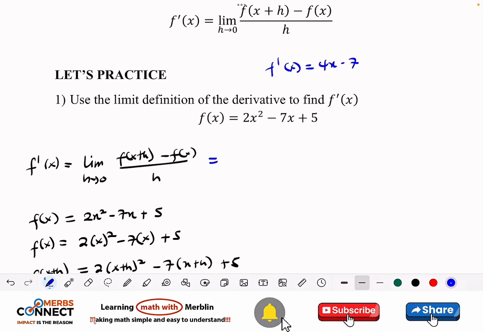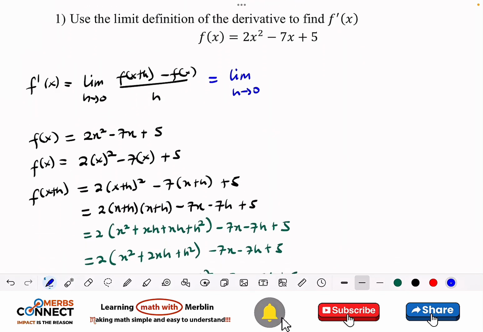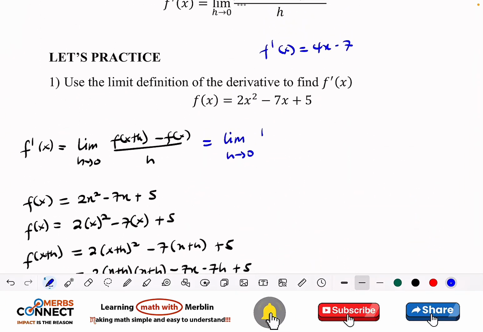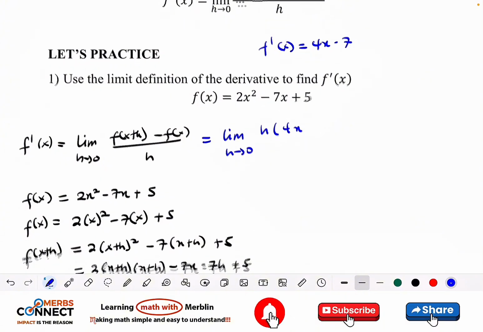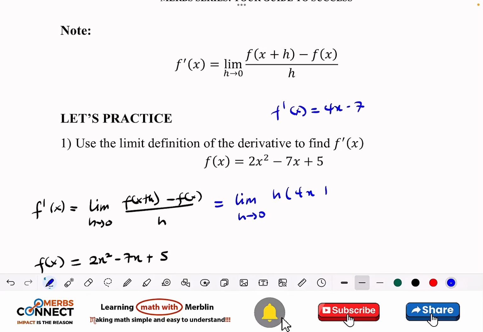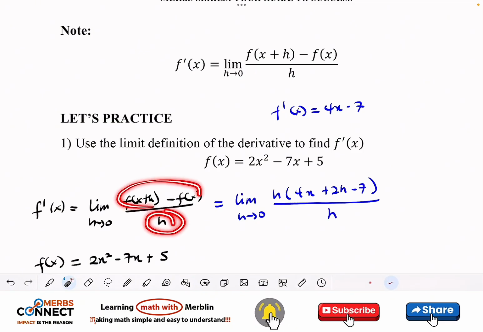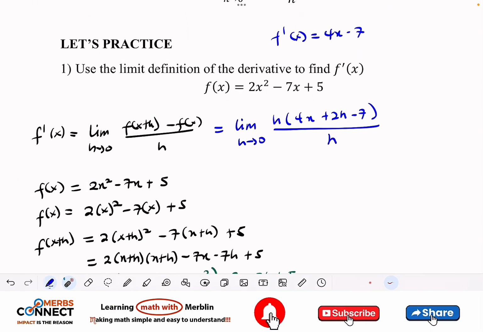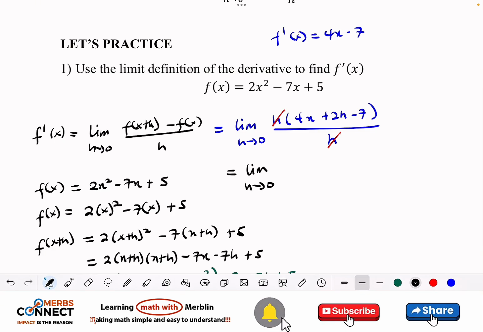Now I can write my limit as h approaches 0. Then the top is now h times 4x, is it minus 2 or plus 2? Plus 2h minus 7. Then divided by this h here. So the top we simplified and have gotten this. And then when you do that, the magic will happen. We are now going to have the limit as h approaches 0 of 4x plus 2h minus 7.